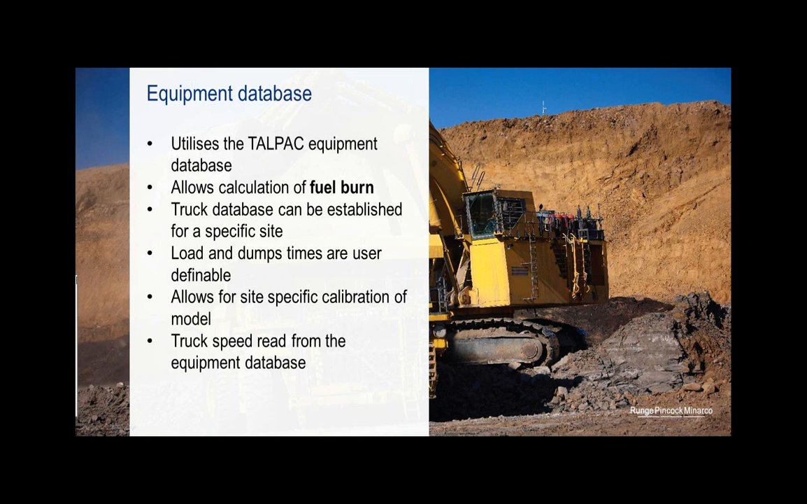The equipment database, this is something that's been really key to RPM software development in recent times. Historically, TALPAC had an equipment database embedded in it, and what we've done is pull out the TALPAC database and create an RPM database that's central to all our products. So HAULNET utilises this TALPAC equipment database, and of course that includes OEM data, and you can also customise the trucking and loader data in that for your own specific site.